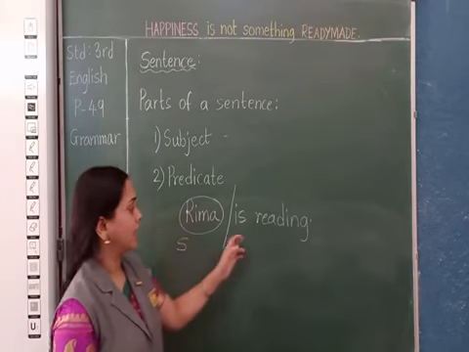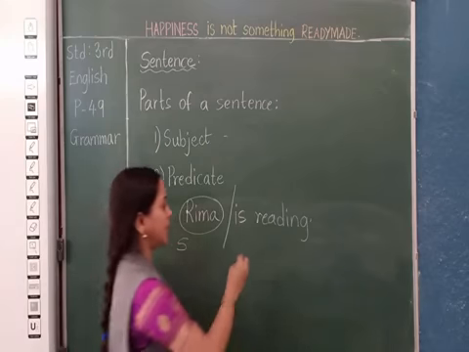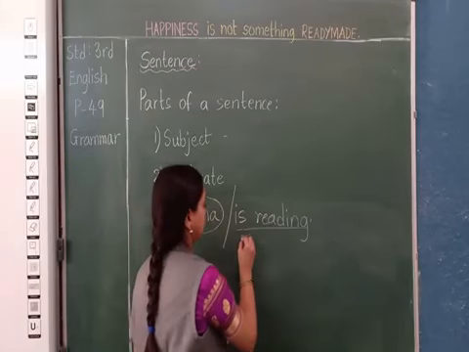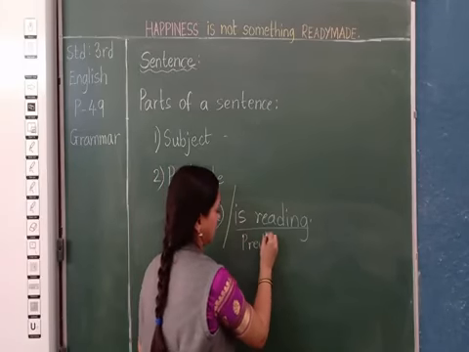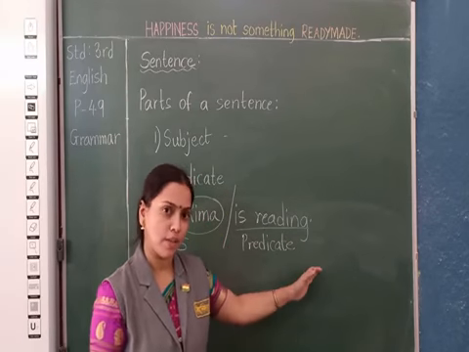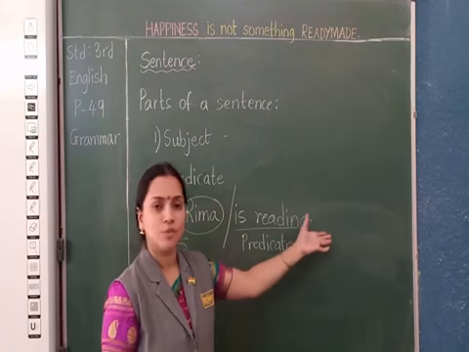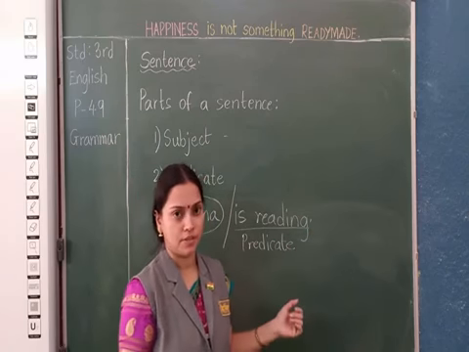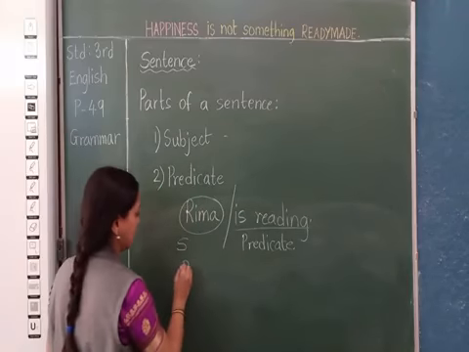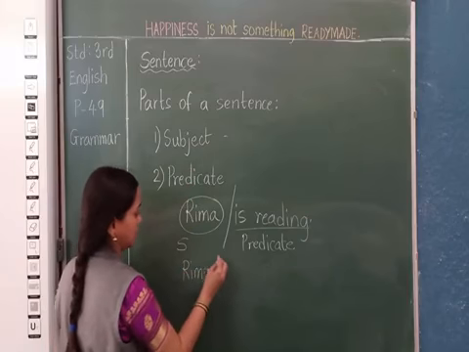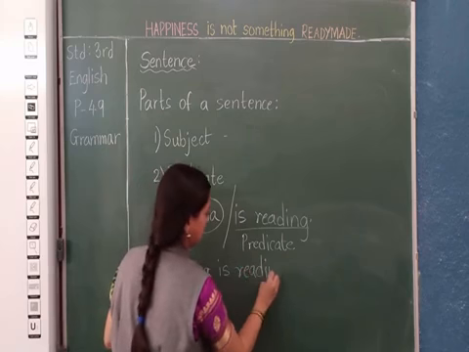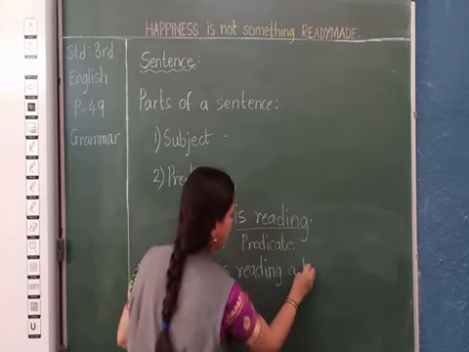And is reading is our predicate. Now, do we have any object here? No, we don't have any object here because the sentence is complete. But now if I say, Rima is reading a book.